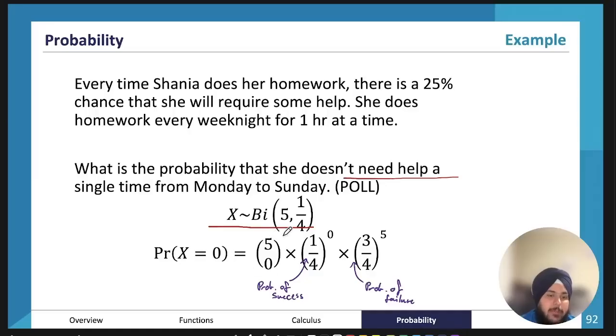So essentially I'm just subbing it into the formula. So 5 choose 0 multiplied by the probability of success, to the power of whatever I'm trying to determine, to the power of 0, because I want her to not require help 0 times and then require help 5 times, essentially. And if you're confused, the binomial distribution is actually derived from the tree diagram. So that's why we have these probabilities to the power of something.